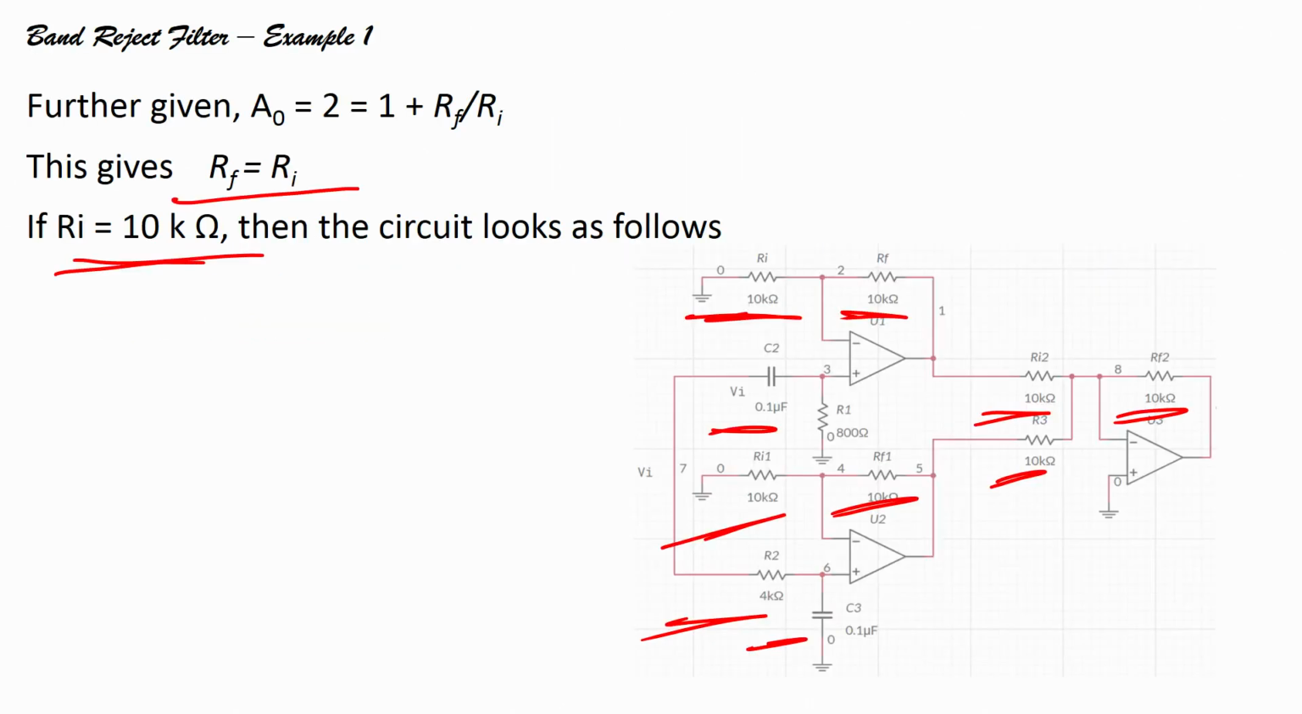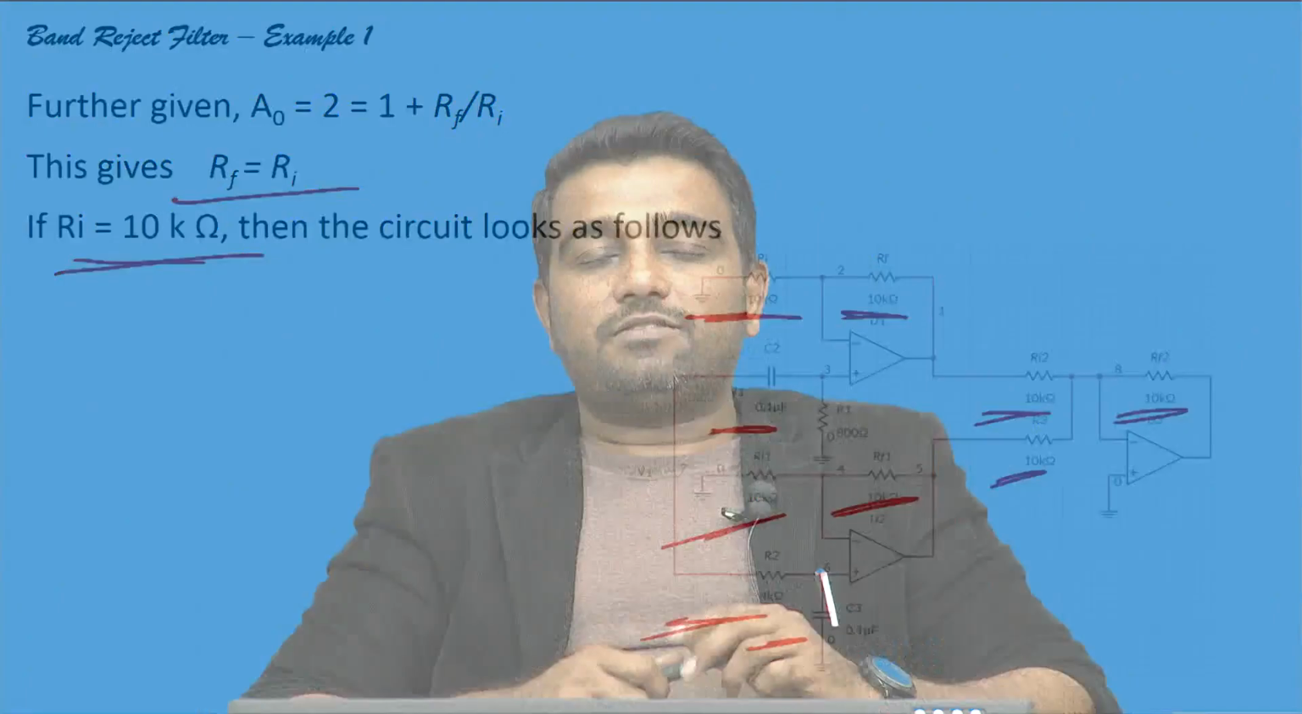Now, what we see is that using the operational amplifier we can design a band pass filter, a band reject filter, a high pass filter, and a low pass filter. Once you know low pass and high pass, your life becomes super easy, because using a low pass and high pass in different combinations will give us the band pass filter or the band reject filter.